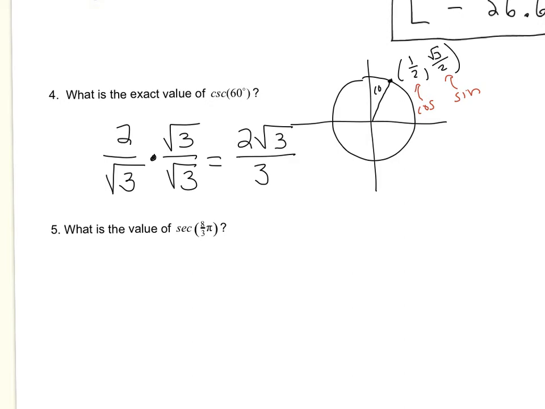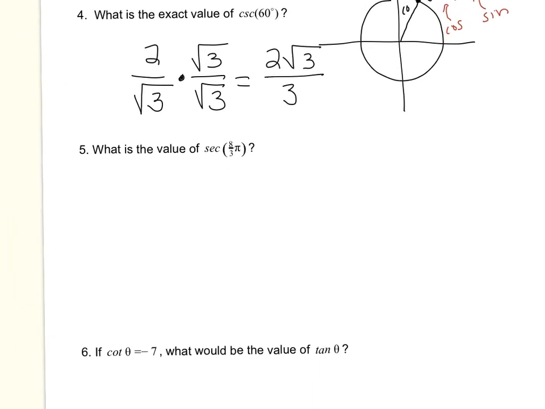Alright, 5 says find the value of secant 8/3 pi. Now, I don't know what 8/3 pi is. It's not on my unit circle. So what I'm going to do first is convert that to degrees. So remember, to convert to degrees, we'll multiply by 180 over pi. So those pi's will cancel. So I'm really taking 8/3 times 180, which is going to give me 480. So really, the secant of 8 pi over 3 is a secant of 480 degrees.